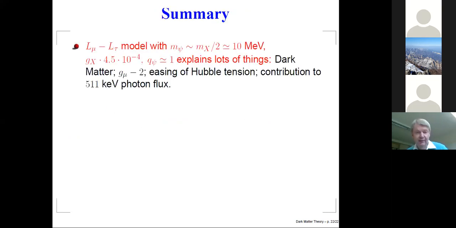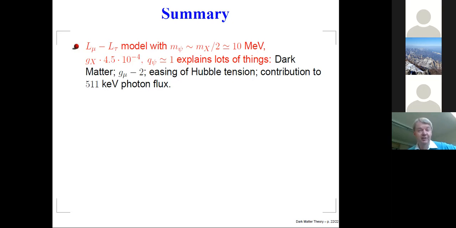Okay, so here's my summary. I hope I convinced you that this quite simple extension of the standard model by a new anomaly-free gauge group, gauging the difference of lepton numbers L mu minus L tau, with the mass scale at 10 MeV for the dark matter, 20 MeV for the gauge boson, a coupling of 4 or 5 times 10 to minus 4, dark matter charge of order 1. With that I can explain rather a lot of things. I can produce thermal dark matter of the desired relic density. I can explain g minus 2. These two things I can explain spot on.